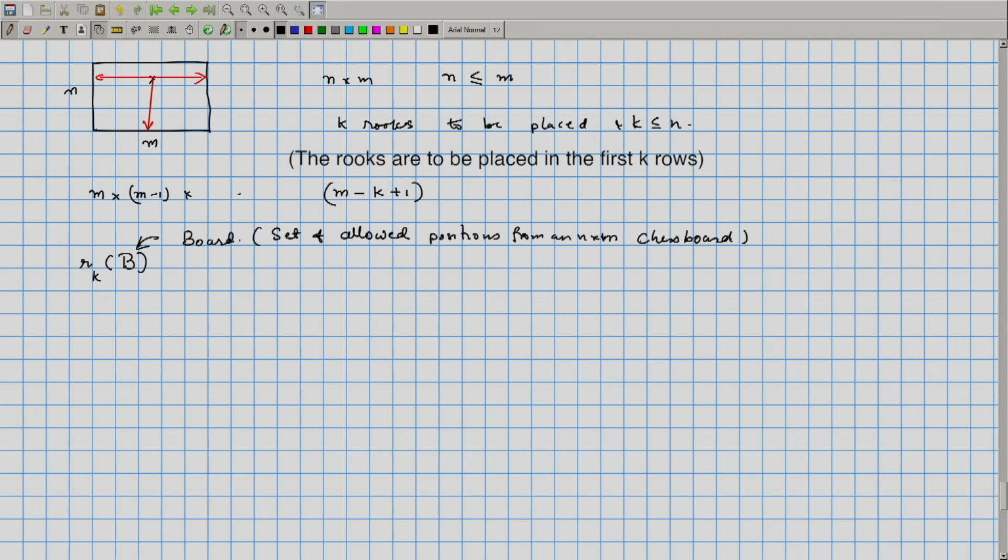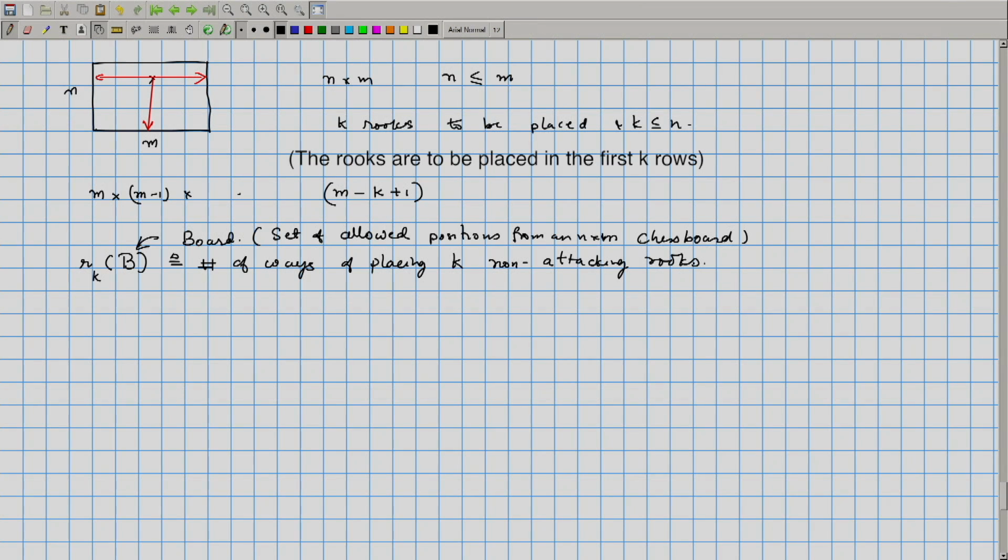Given a particular collection of allowed positions, the number of ways of placing k rooks on that board is denoted by Rk. This is defined as the number of ways of placing k non-attacking rooks. Whenever a rook is placed, you cannot place anything else along the same column, and you cannot place anything else along the same row as well.